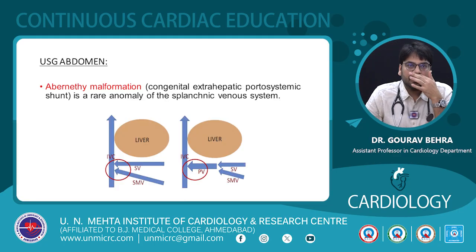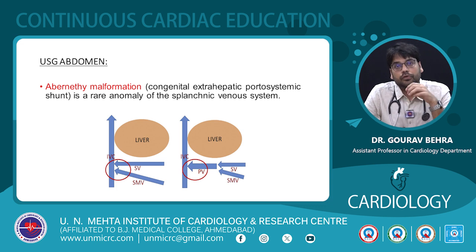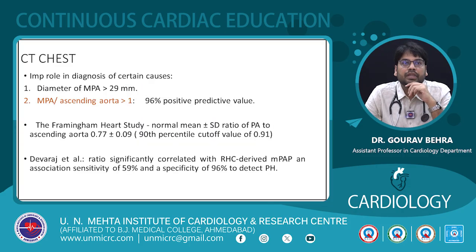On USG abdomen, this is the Abernathy malformation, a congenital extrahepatic portosystemic shunt, where the splenic vein and the mesenteric vein drain into the portal vein. You should always perform an USG abdomen to look at the venous system for Abernathy malformation. This is a cause of pulmonary arterial hypertension. We usually come across it in our institute, so USG abdomen should be done in young patients.